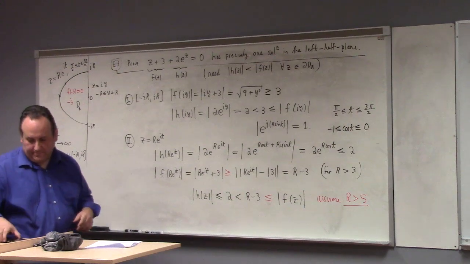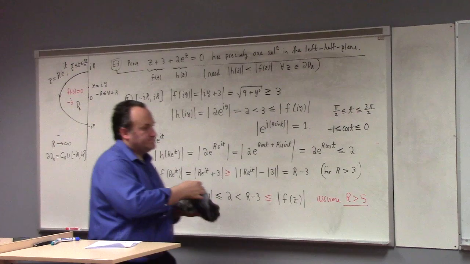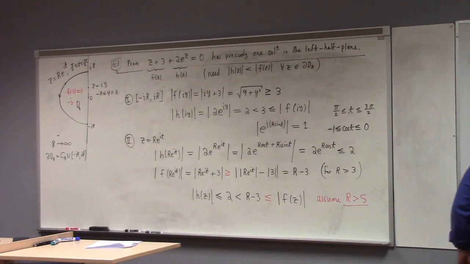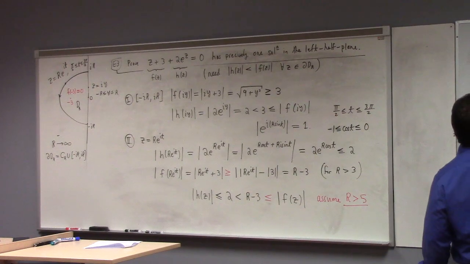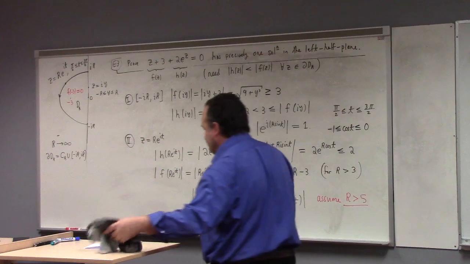So there's another example. One more example for today. Suppose we have an arbitrary polynomial of order n. All right? So example 4.